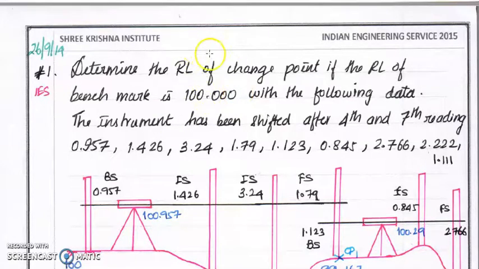Here they are asking the RL of the change point. We know what a change point is. The leveling staff is held, but the instrument will be changed. Here the change point has a backsight and a foresight.